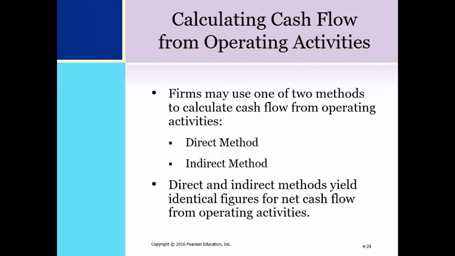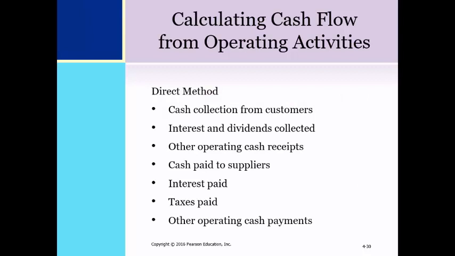There are two methods for presenting the cash flows from operating activities, the direct and the indirect methods. Regardless of the method used, the cash inflows from operating activities will be the same. The direct method lists the cash flows under specific categories: the cash collected from customers, interest and dividends received, as well as other cash receipts are the inflows. The cash paid to suppliers for interest, taxes, or other operating expenses are the outflows.